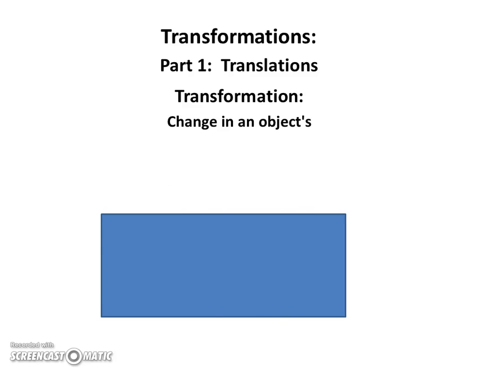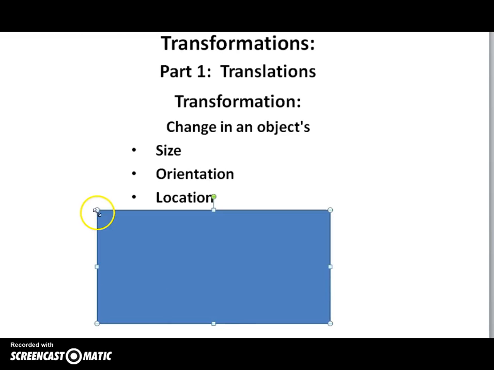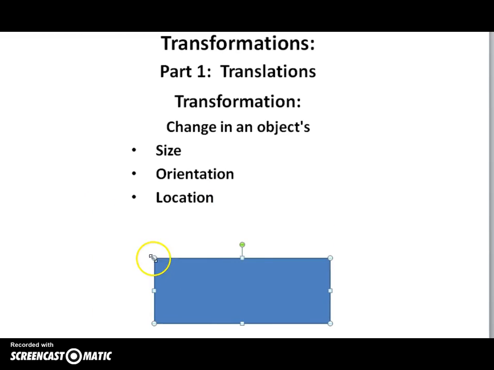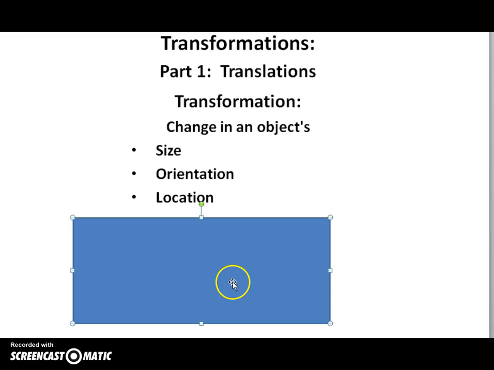Transformation is basically a change in an object's size, orientation, or its location. And when we're talking about size, we're talking about how small or big something is. So if I do this to this blue box, I'm changing its size. Notice the shape is the same, I'm just making it either bigger or smaller. So it's like zooming it in or out.